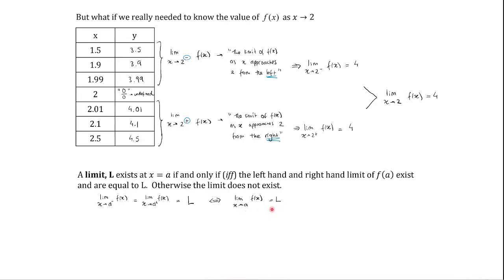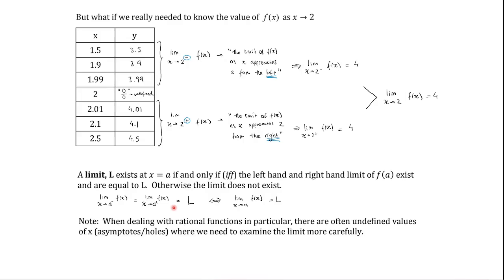And it is also true that if the limit is equal to L, then the one-sided limits are also equal to L. And that's why this is an if and only if statement. It is true both ways. Okay? And so here we need a quick little note that when dealing with rational functions in particular, there are often undefined values of x, okay, and that is going to be either an asymptote or a hole, where we need to examine the limit more carefully, okay?